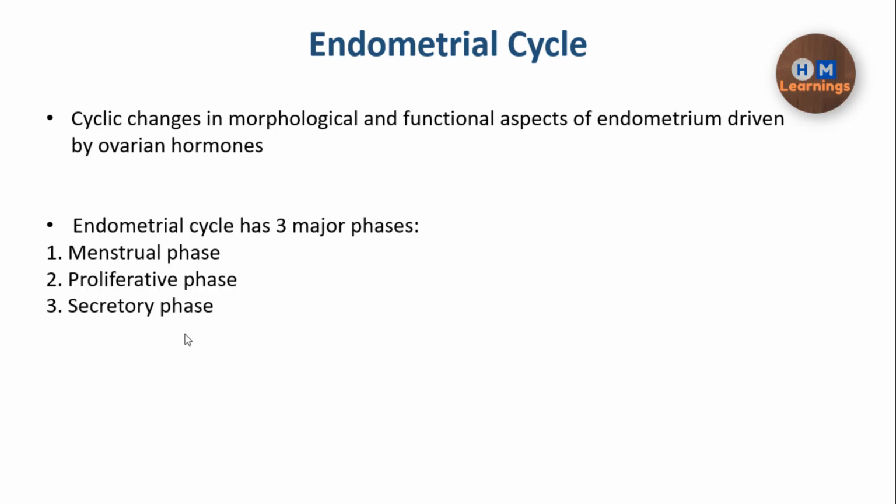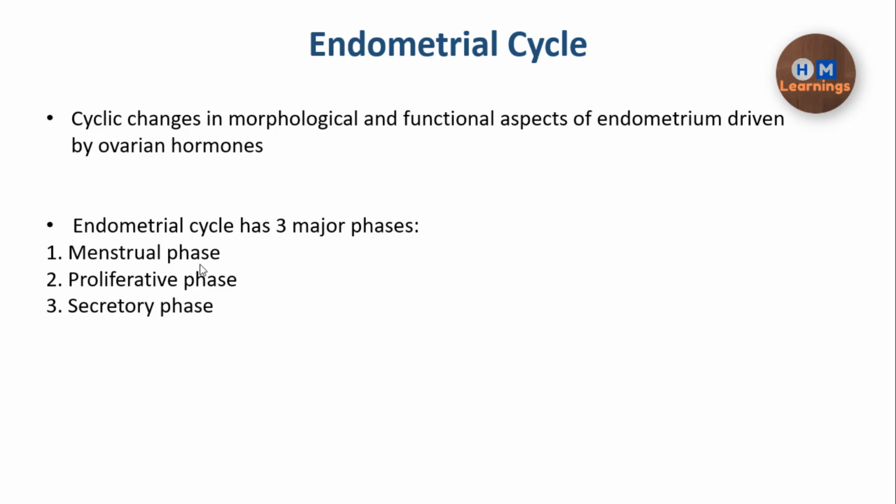These cyclic changes are divided into three major phases: the menstrual phase, the proliferative phase, and secretory phase. We will look at these three phases in the next video. In today's video, because we're talking about endometrium, we are going to see what is endometrium and what is its blood supply, which makes the basic concept so that you can understand what are the changes happening during these three phases.